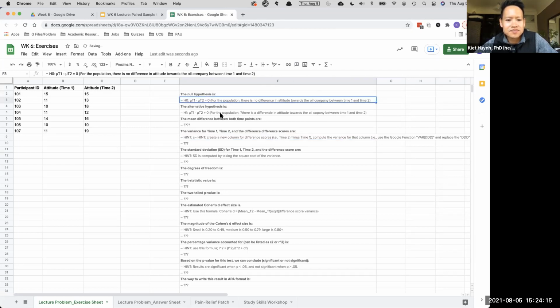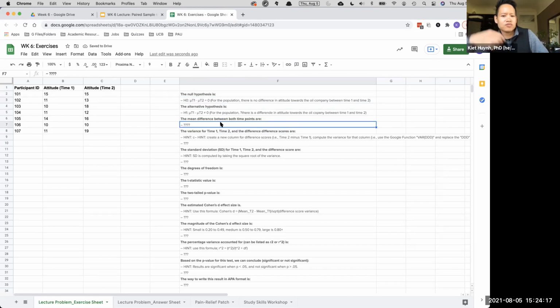Okay, next question. The mean difference between both time points are. So what you need to do here is to run the t-test, the paired sample t-test. So here are the instructions for that.